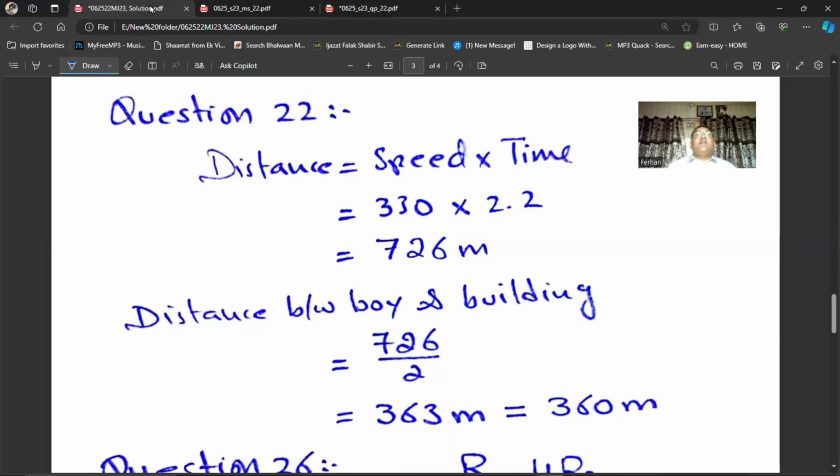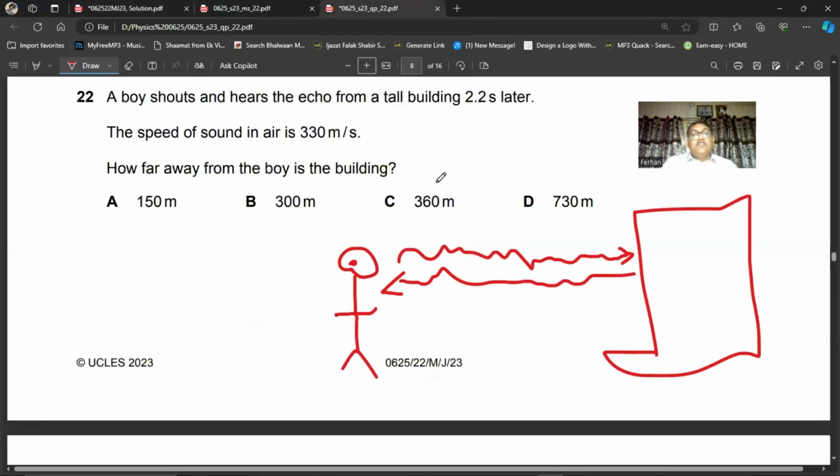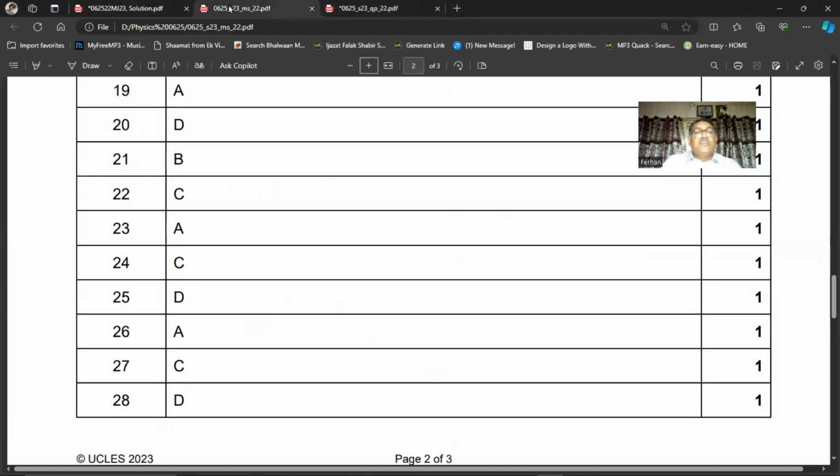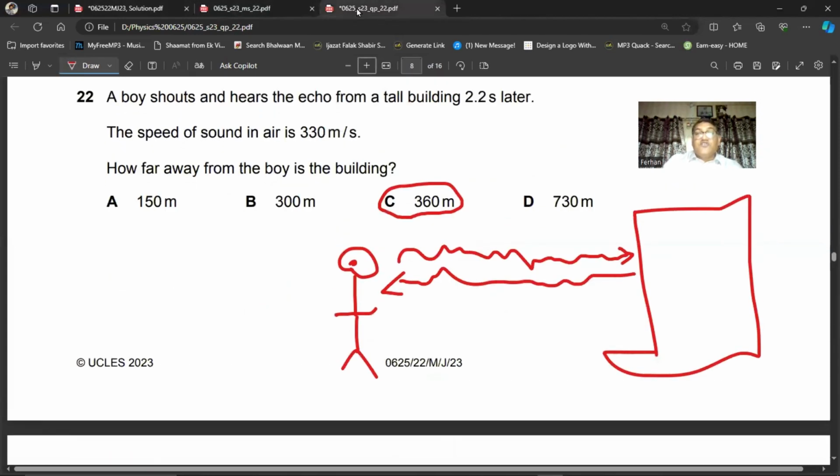So that will be 726 divided by 2, and that is 363 meter. When you round it off, it's 360 meter. Do we have that answer, sir? Yes, C is the right answer. So question number 22, C is the right answer, sir. Okay, so we are going to the next question.